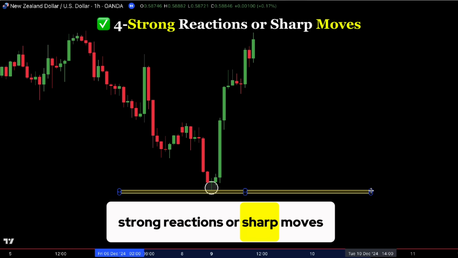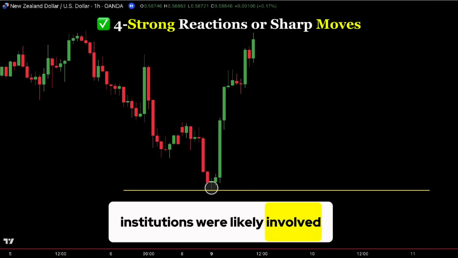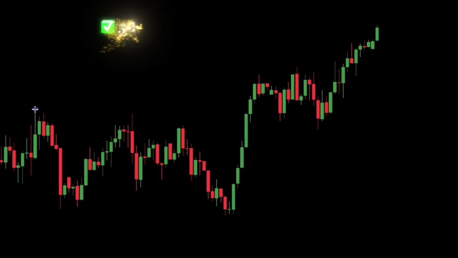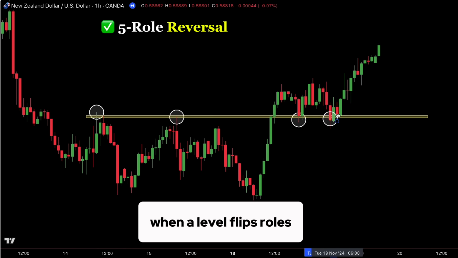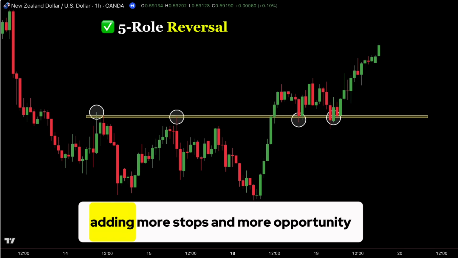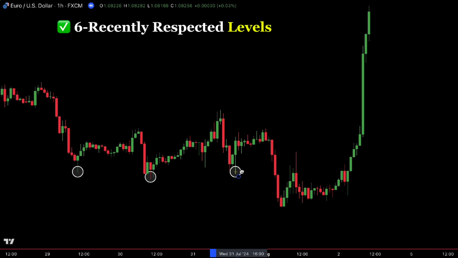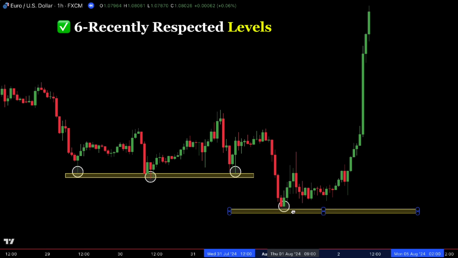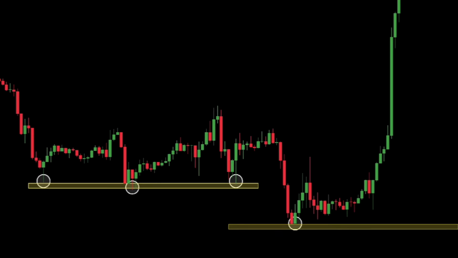Strong reactions or sharp moves. If price launched aggressively from a level, institutions were likely involved. These zones tend to get revisited later, perfect for liquidity sweeps. Role reversal. Support becomes resistance, or vice versa. When a level flips roles, it leaves trapped traders behind, adding more stops and more opportunity. Recently respected levels. Focus on zones that were tested or formed recently. Fresh levels reflect current market sentiment and are more likely to attract liquidity. You don't need all 6, but the more a level checks off, the more powerful it becomes.